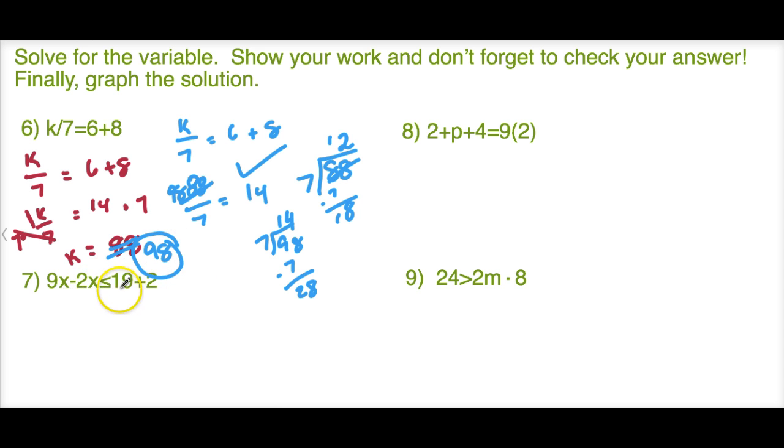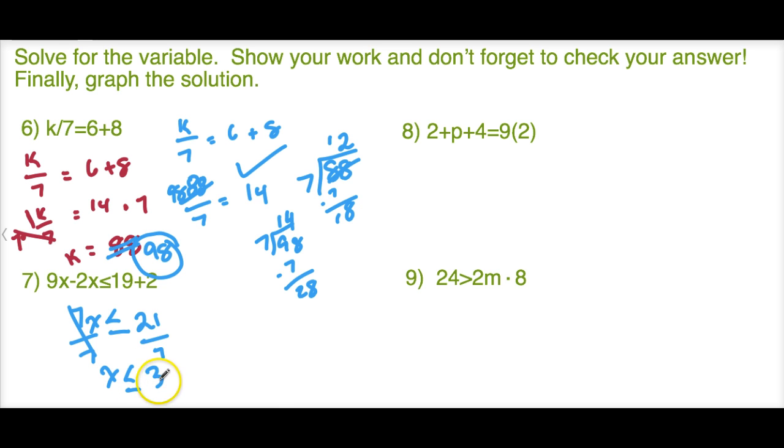9x minus 2x is less than or equal to 19 plus 2. So I'm going to simplify first. So 9x minus 2x, I can subtract those because they are like terms. And 19 plus 2, I can add those because they are like terms. And then I have to isolate my variable. And I'm left with x being less than or equal to 3.